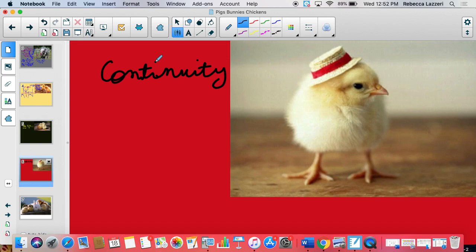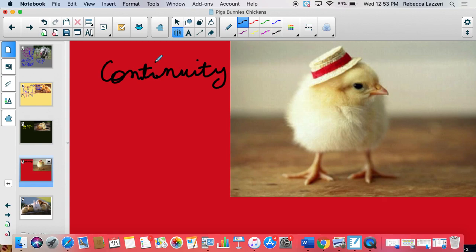Like the intermediate value theorem, the mean value theorem, the average value theorem, things like that I'll teach you. But most of them say, if it's continuous, this is true. So continuity is extremely important. How will you prove continuity, okay?